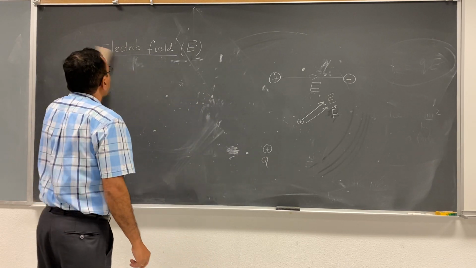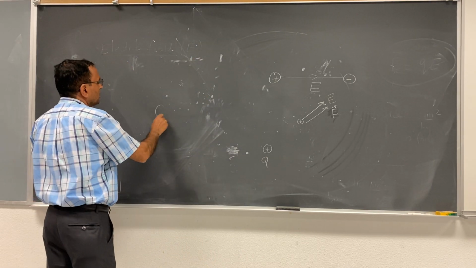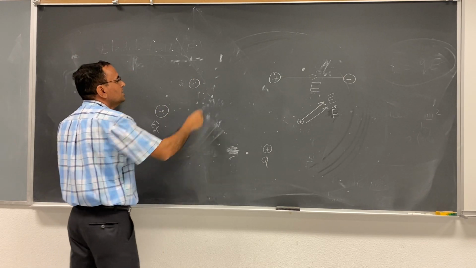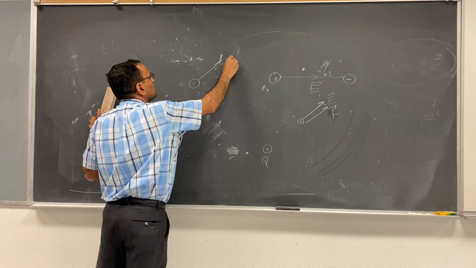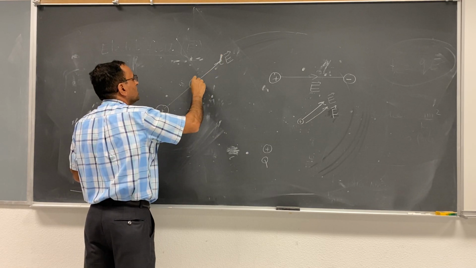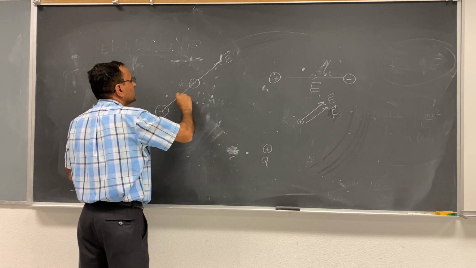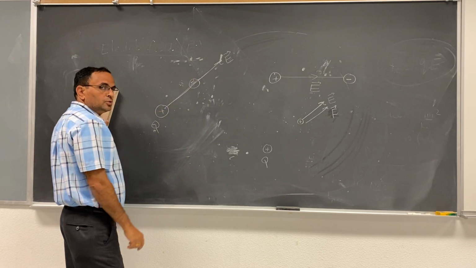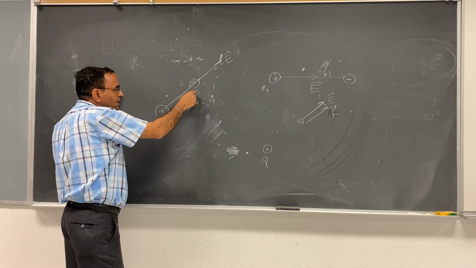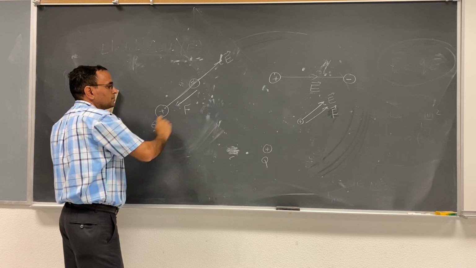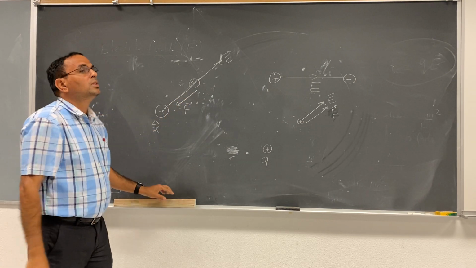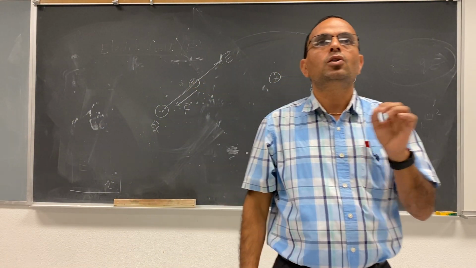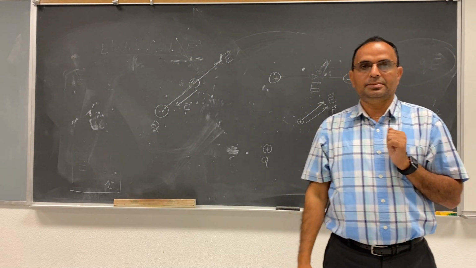But what happens if you have a positive Q, and you have a negative charge here? In this case, the electric field is in this direction, because the electric field is always from positive to negative. This is the electric field. What about the electrostatic force then? This is a negative charge. It is attractive. The electrostatic force is in this direction then.